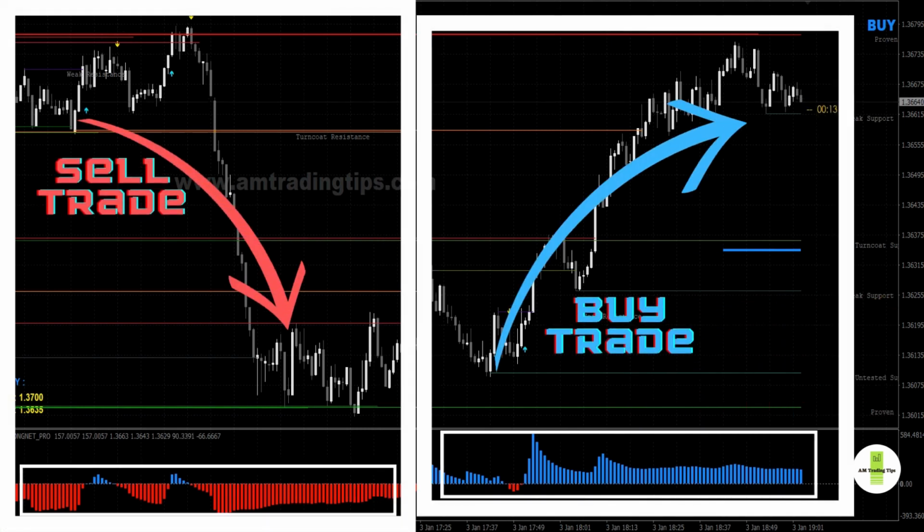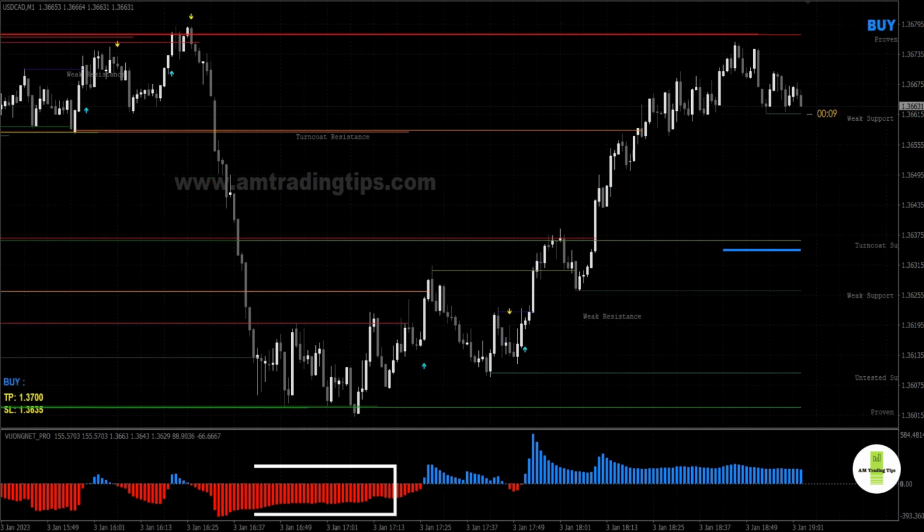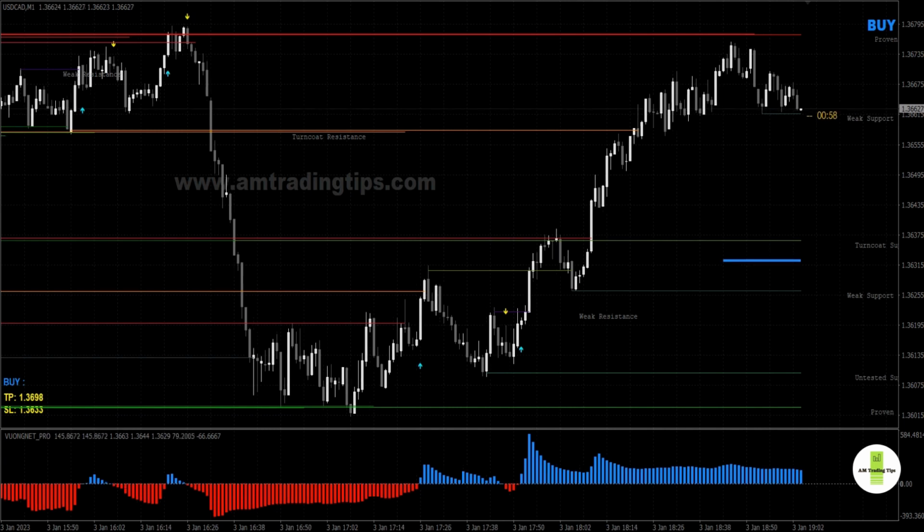Trading with the trend is always beneficial, and trading against the trend is always harmful. Avoid taking sell trade near support level and buy trade near resistance level. For binary trading, use candle time frame 1 minute and expiry will be 5 minutes. For Forex trading, use 15 minutes to 4-hour candle time frame.